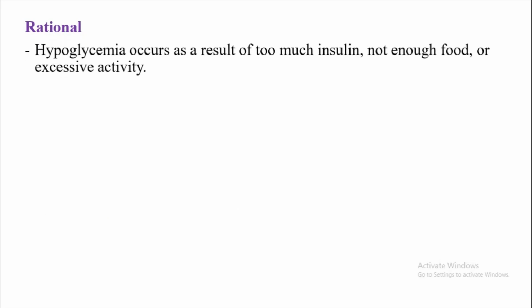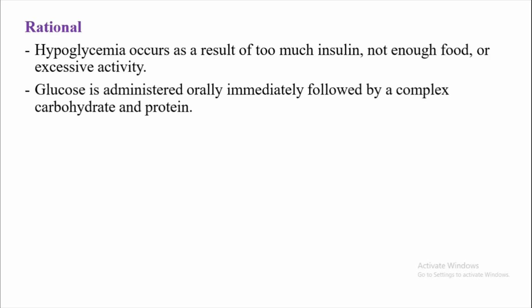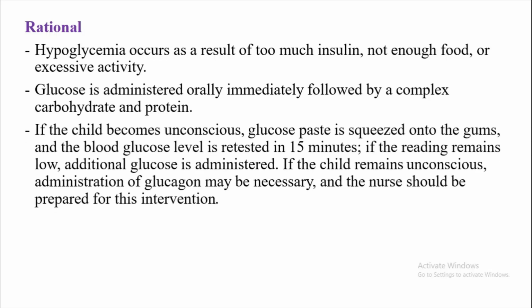Hypoglycemia occurs as a result of too much insulin, not enough food, or excessive activity. Glucose is administered orally immediately, followed by complex carbohydrate and protein. If the child becomes unconscious, glucose paste is squeezed onto the gum and the blood glucose level is retested in 15 minutes. If the reading remains low, additional glucose is administered.